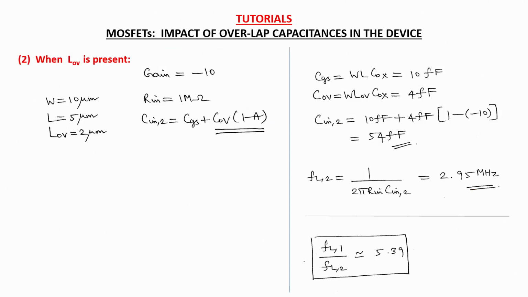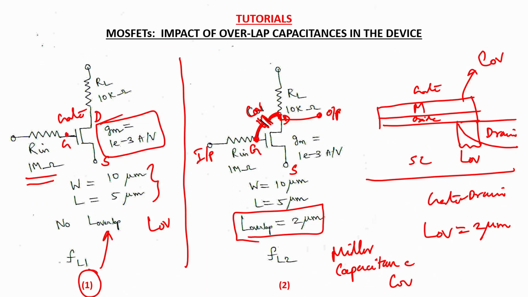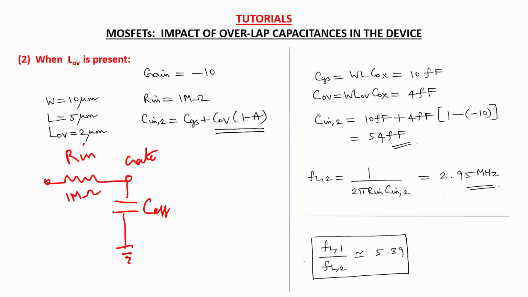And now let's move on to analyze the case where LOV of 2 microns is present in the device. Again we draw the equivalent RC network at the input, which is the gate terminal here, R in, and it's 1 megaohm. And here again we calculate what C effective is. But here you see that it is not just CGS, but in addition you have this C overlap coming directly between the gate and drain terminals, which is a Miller component. And for a Miller component, you know that it can be replaced at the input effectively by a capacitance like this.